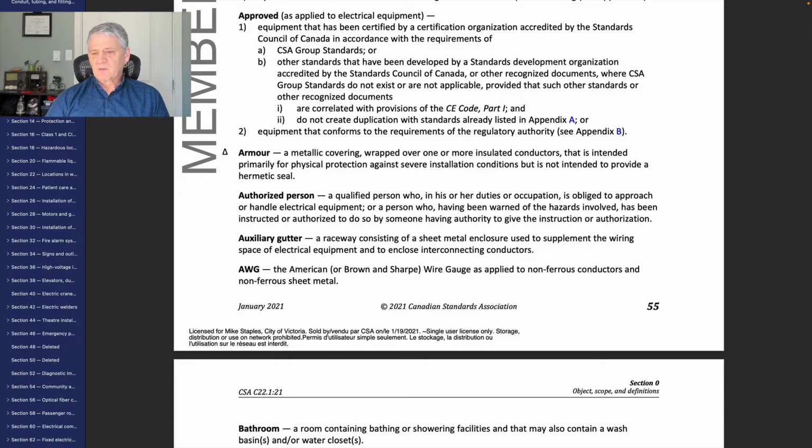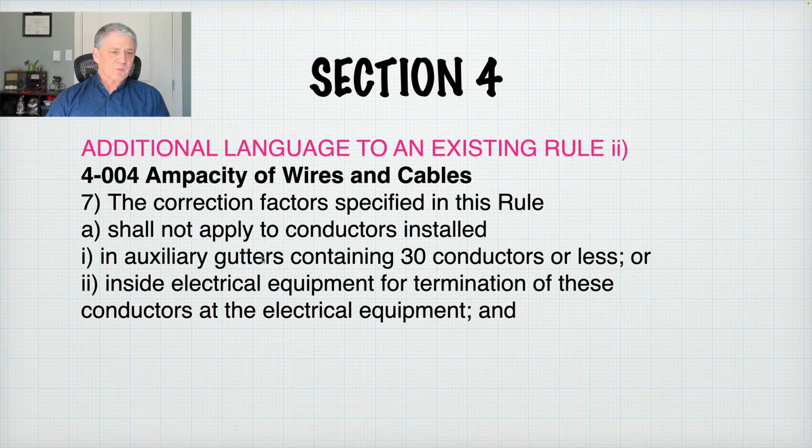Hope that helps explain that rule. So let's go back now. So it's for auxiliary gutters and inside electrical equipment. This rule here is not like a raceway where you size the raceways based on temperatures and based on the number of conductors in a raceway, you use tables 5C. This here, the correction factors, this is specifying you can use those, but it's got to be 30 conductors or more, 31 conductors or more.